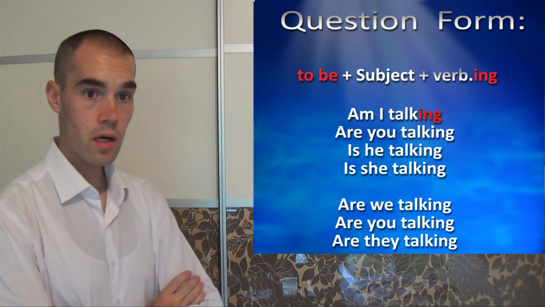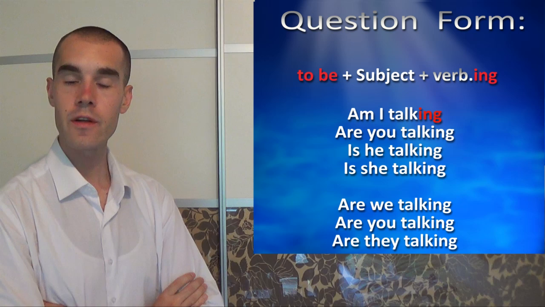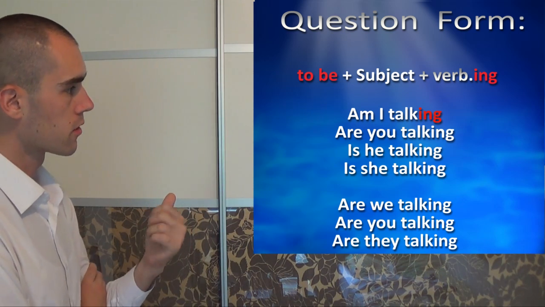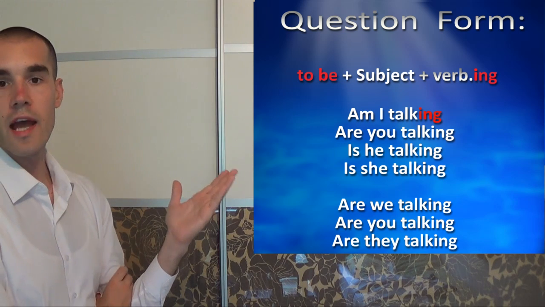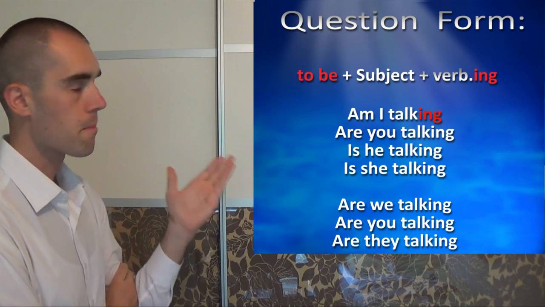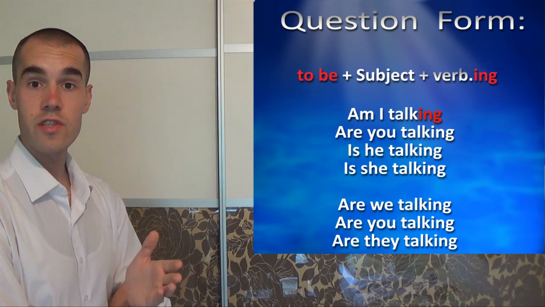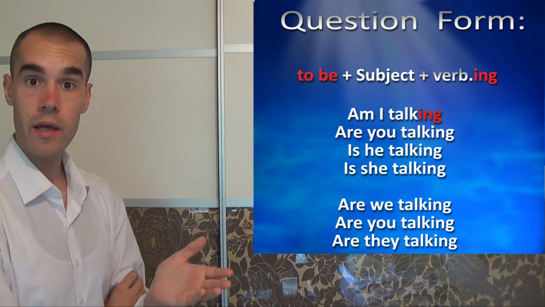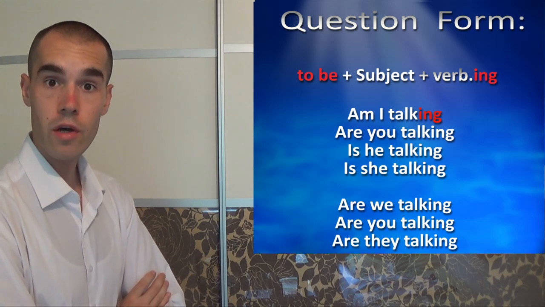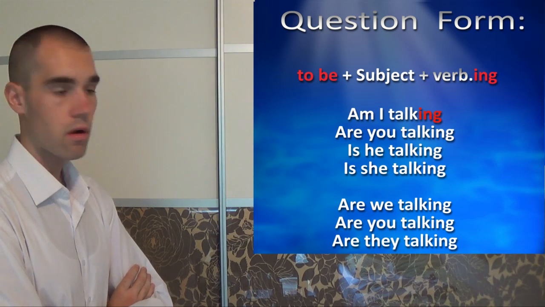So the question form goes here with a sheer inversion. So you only invert the helping verb with the subject. And let's see the formula just very quick. So it is the helping verb comes in the first place, then the subject, and then the main verb with the ing ending. Instead of I am talking, you just say something like am I talking? Instead of you are talking, you say something like are you talking? Is he talking? Are they talking? Are we talking? And so on.